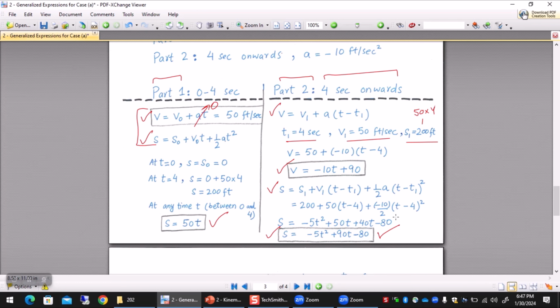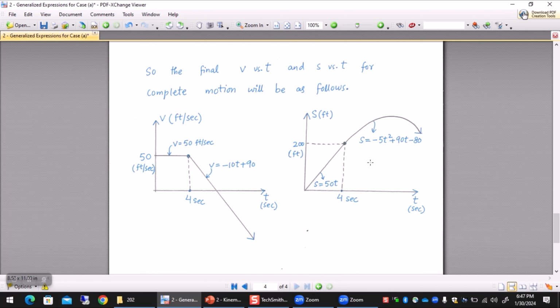So if I plot them together on the S versus T relationship, this is my S versus T relationship in graphical form. Now I know that from 0 to 4 seconds, I have a different equation governing the motion, which is S equal to 50t, a linear equation. The second part starts from 4 seconds onwards. So I have a different equation derived for that second part, right? And that is a second degree equation, right?